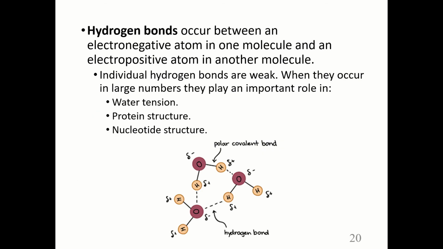All right, let's talk about the third type of bond. We've talked about ionic bonds and covalent bonds, and now let's talk about hydrogen bonds. So hydrogen bonds occur between an electronegative atom in one molecule and an electropositive atom in another molecule. Therefore, the molecules that will be interacting with each other will be polar. Individual hydrogen bonds are weak. However, when they occur in large numbers, they play an important role in water tension, protein structure, and nucleotide structure. We'll talk about all of those in this chapter.